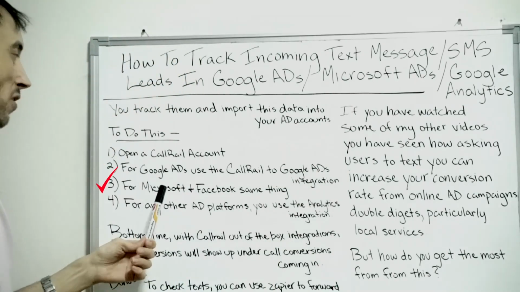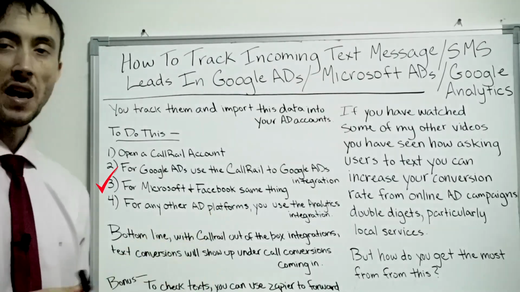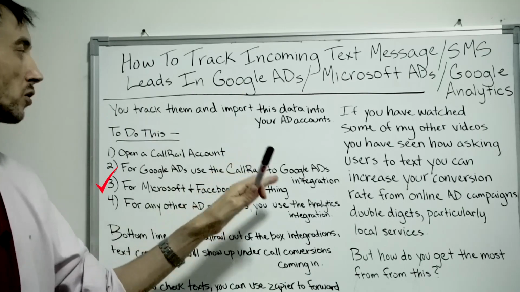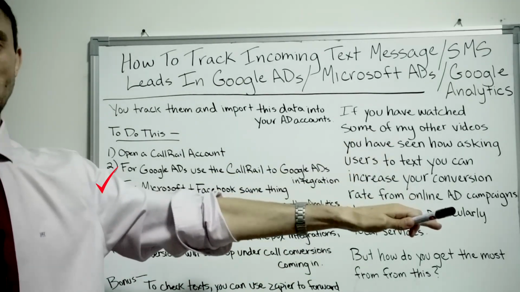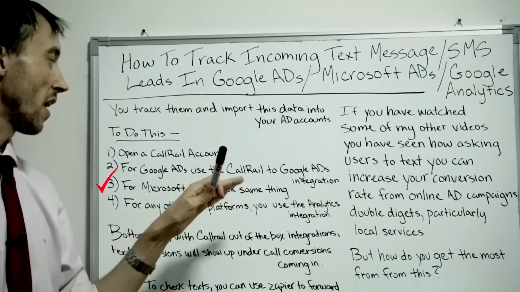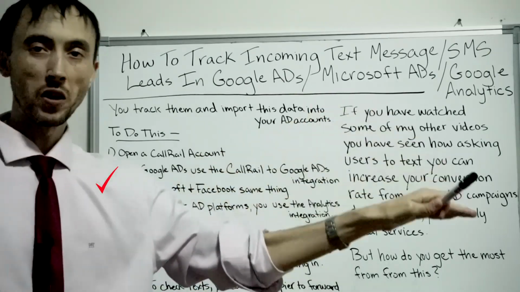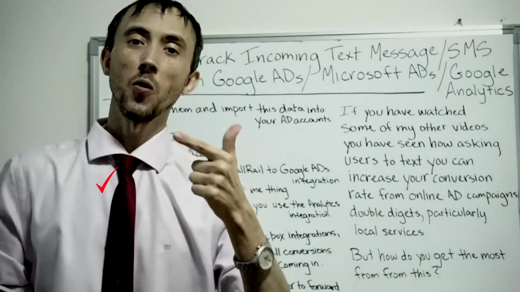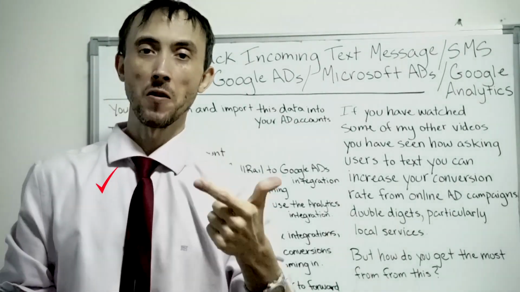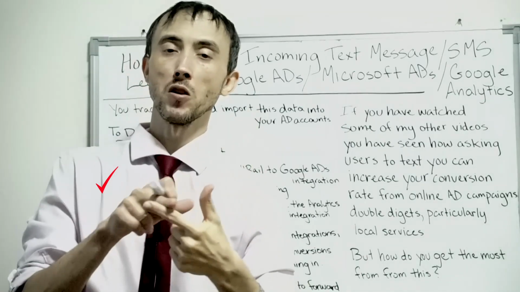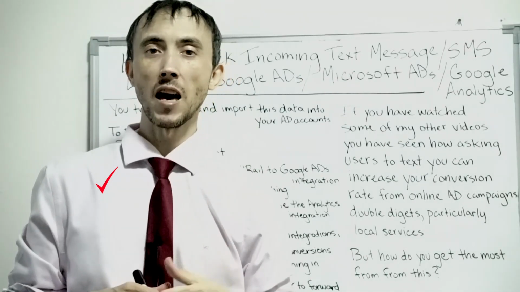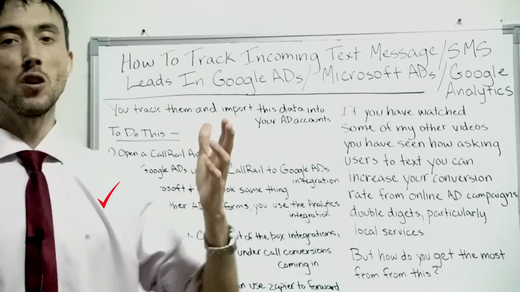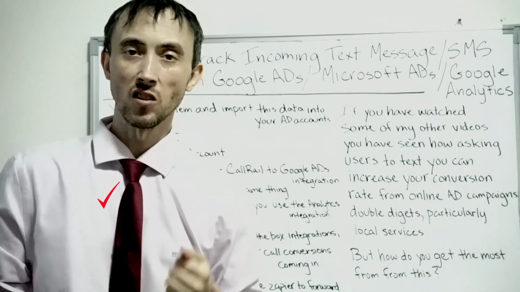Now, if you're talking about Microsoft/Bing ads or Facebook ads, it's the same thing. You're going to want to use the Callrail to Microsoft integration and the Callrail to Facebook integration to track the phone calls and texting. On both of those platforms, whether they text or call, it'll show up under a goal that gets set up inside those ad platforms. So you don't have to set up a separate goal just for texting because it's automatically included.